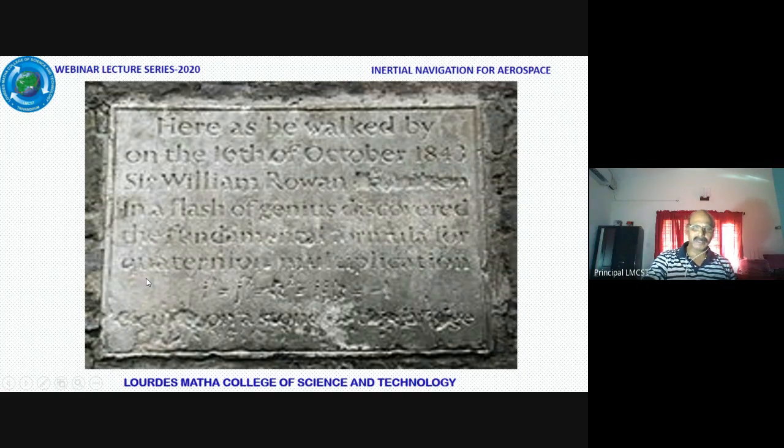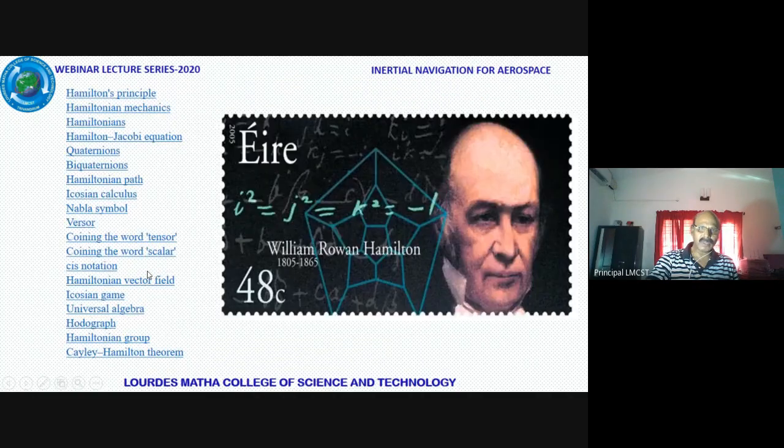It's inscribed, even today it is there in Ireland. His discovery is not only the quaternion, there are so many things: Hamilton's principle, Hamiltonian mechanics, the Hamilton-Jacobi equation, quaternions is one of them, biquaternions very interesting, and so on. This is only to introduce that great man as an occasion to talk about him. And he even coined the words tensor and scalar.